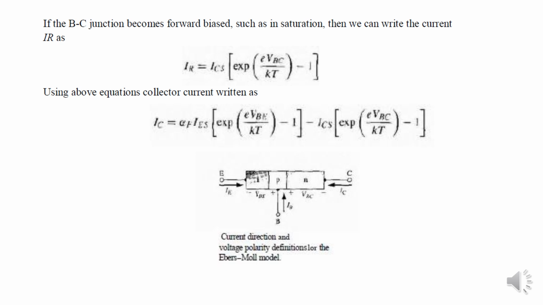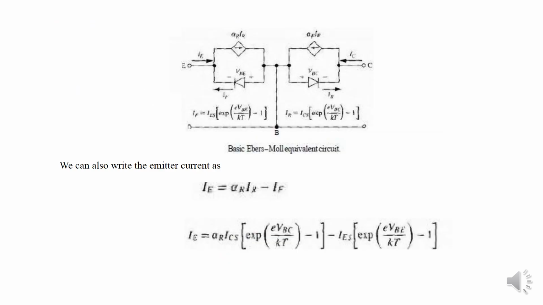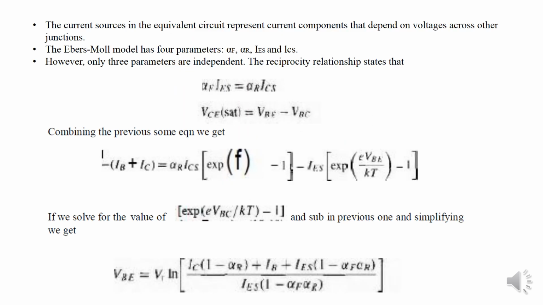Using the above formula the current equation can be given. This is the current direction and voltage polarity definition for the basic Ebers Moll model. By appropriate substitution, the collector current is given by this formula. Here only three parameters are independent, therefore the reciprocity relationship applies: alpha F IES equals alpha R ICS. Combining with the previous equation, we can write this formula, by which IC can be related.